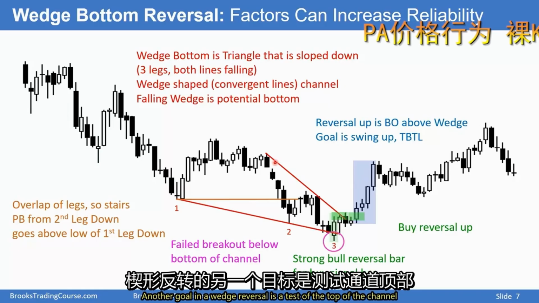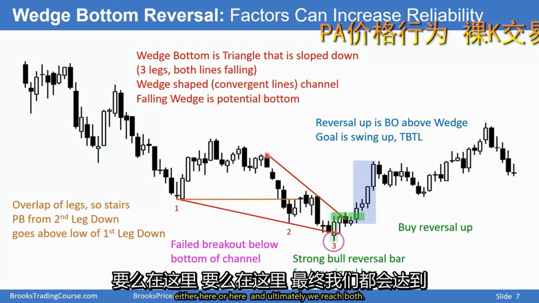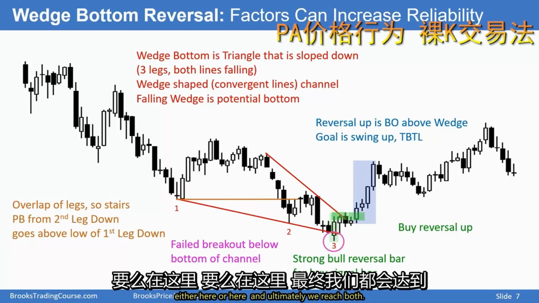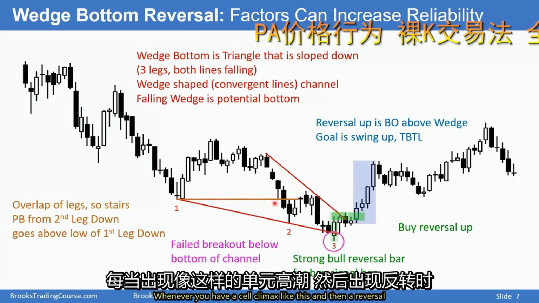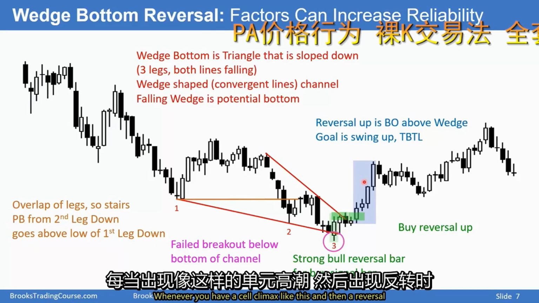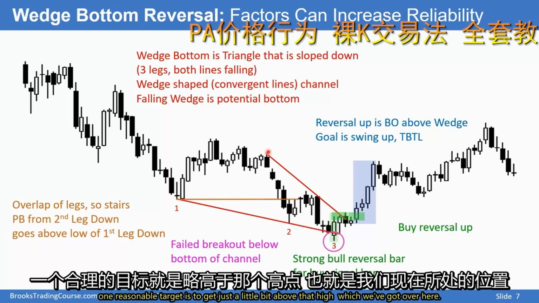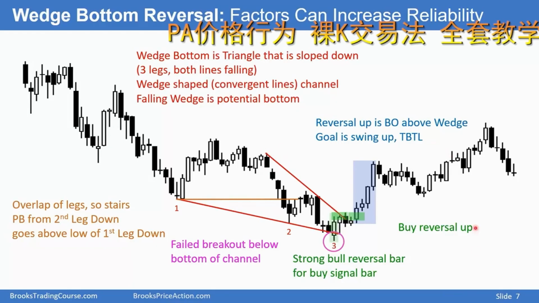Another goal in a wedge reversal is a test of the top of the channel, either here or here. And ultimately, we reach both. Whenever you have a sell climax like this and then a reversal, one reasonable target is to get just a little bit above that high, which we got over here.